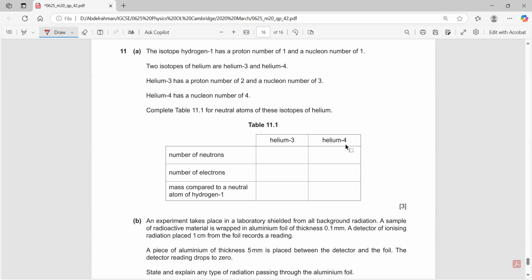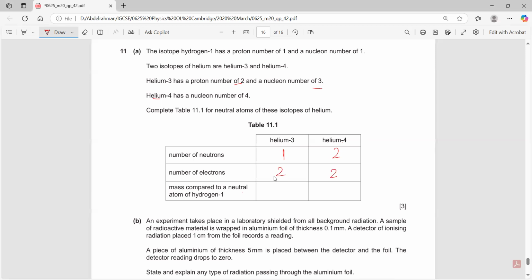Yes, this is easy. How many neutrons are there in helium 3? If helium 3 has a proton number of 2 and nucleon number of 3, it has 2 protons, therefore it has only 1 neutron. What about helium 4? It also has 2 protons, because it's helium. Therefore, it would have 2 neutrons. The number of electrons would be equal to the number of protons in both, so 2 and 2.